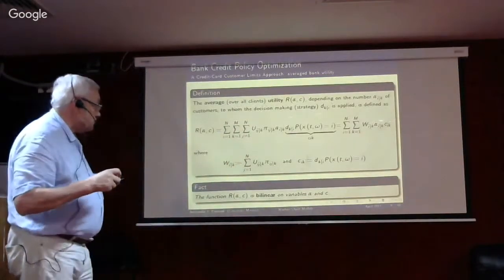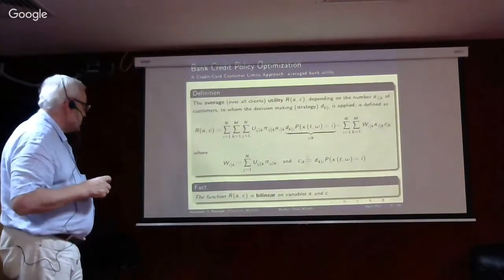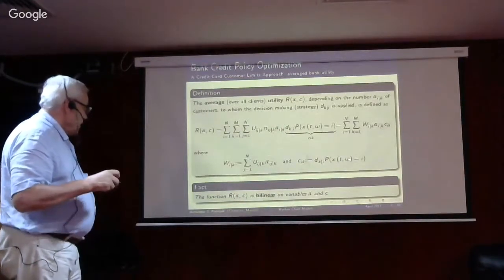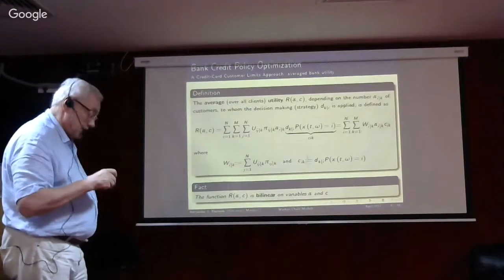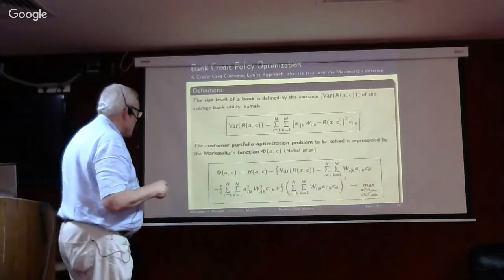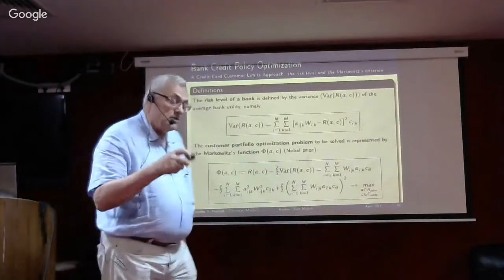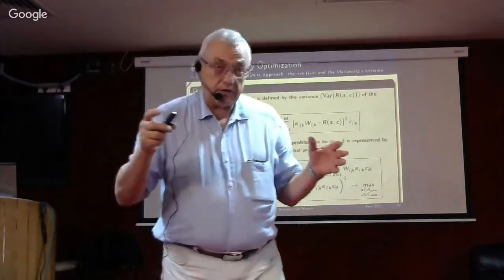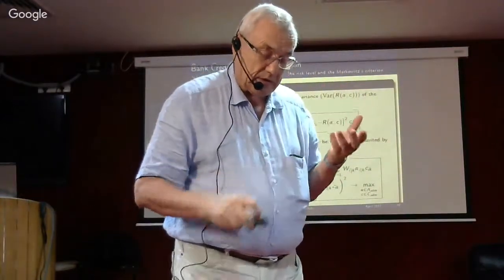So now it is not linear programming. You see, it's bilinear, because here participates the number of customers. It is bilinear in alpha and C. We have constraints. We can maximize it, that's profit.